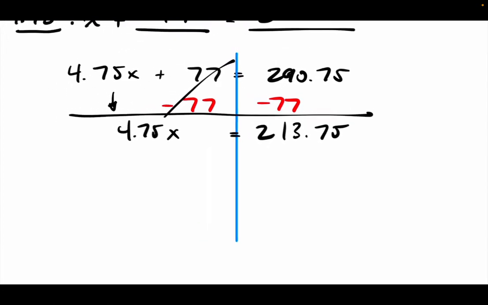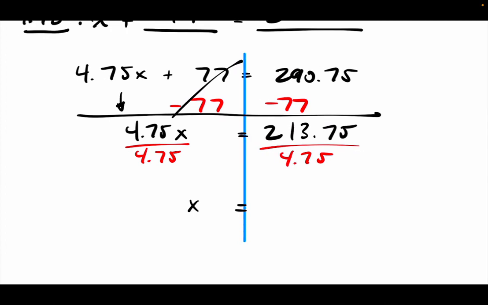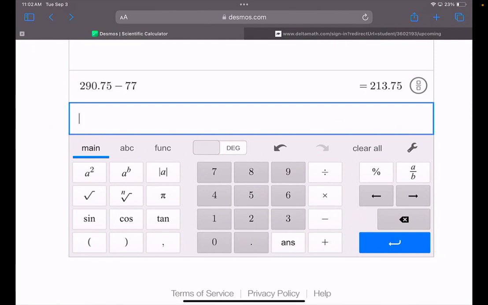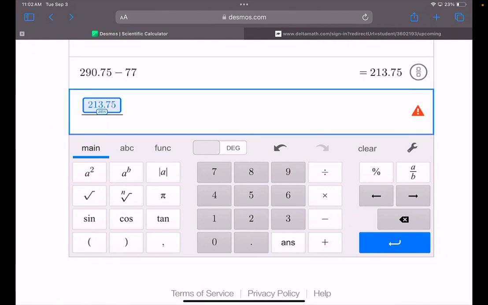Okay. No more addition and subtraction. Do we have any multiplication or division? Yeah, because it's 4.75 by the x. They're stuck together, right? That means multiplication. What's the opposite of multiplication? Division. Divide by 4.75. So x equals 213.75 divided by 4.75, which is 45.